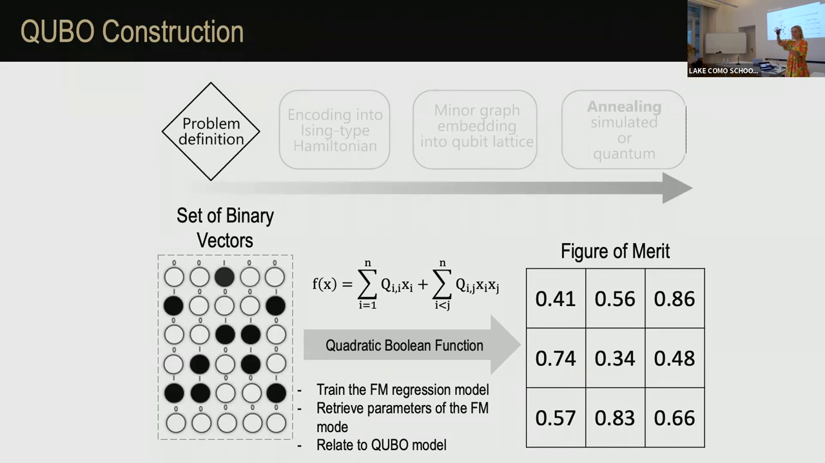Essentially, you are finding this correspondence between the binary vectors and assigned figures of merit by training the so-called factorization machine. And so this is a regression model. And you retrieve parameters of this model. And these parameters, as I already mentioned, would later define the parameters that you apply, the field to each qubit and the coupling between them.